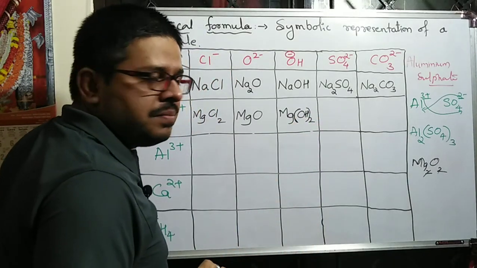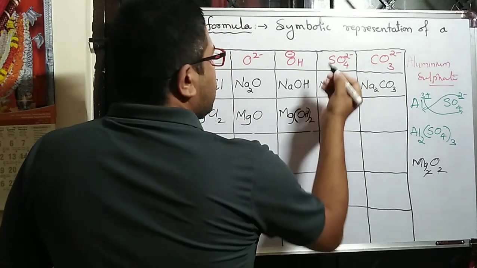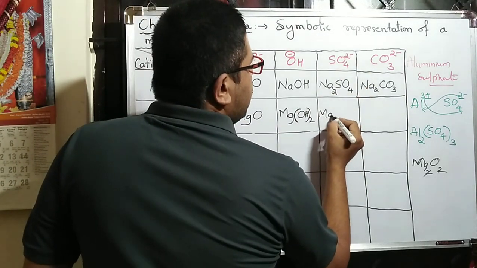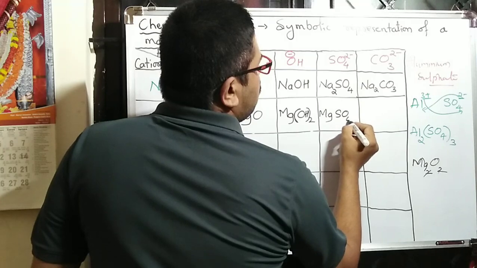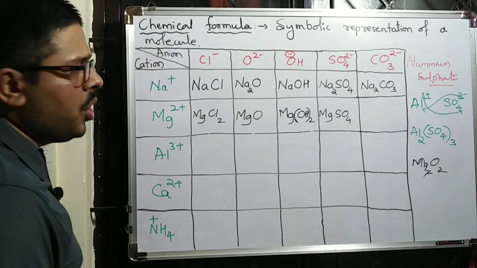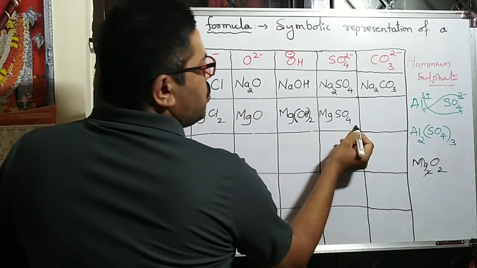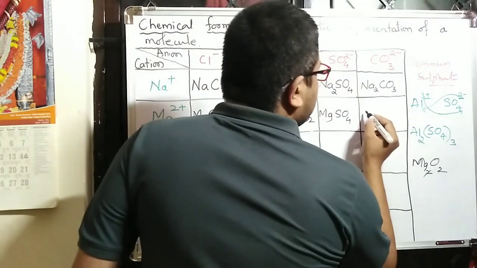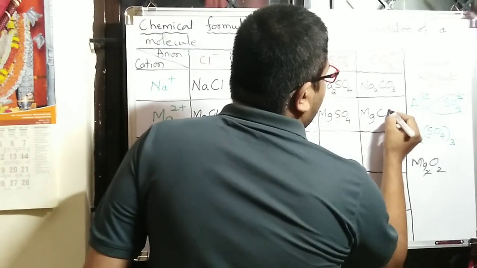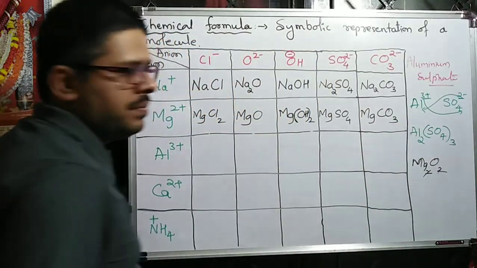Bracket is required. Now, magnesium sulfate: MgSO4. Bracket is not required here because Mg 2 plus and 2 minus get cancelled. So Mg1 SO4 1, MgSO4. See, MgCO3 formula, magnesium carbonate, MgCO3.